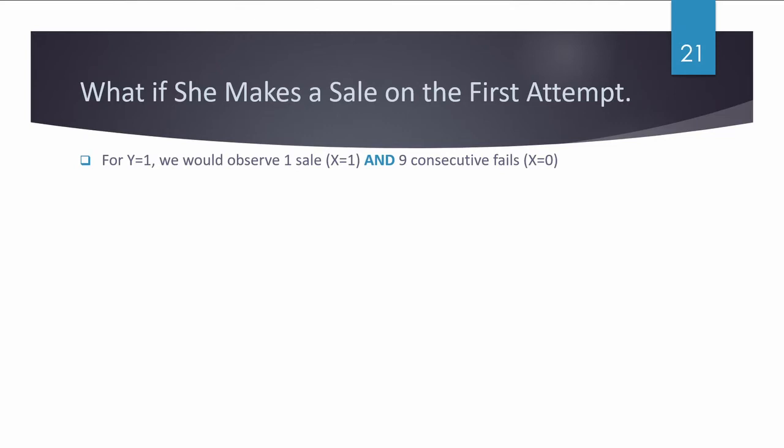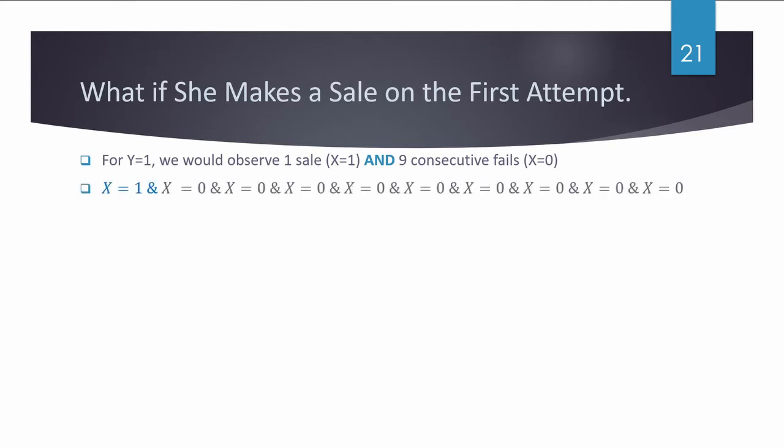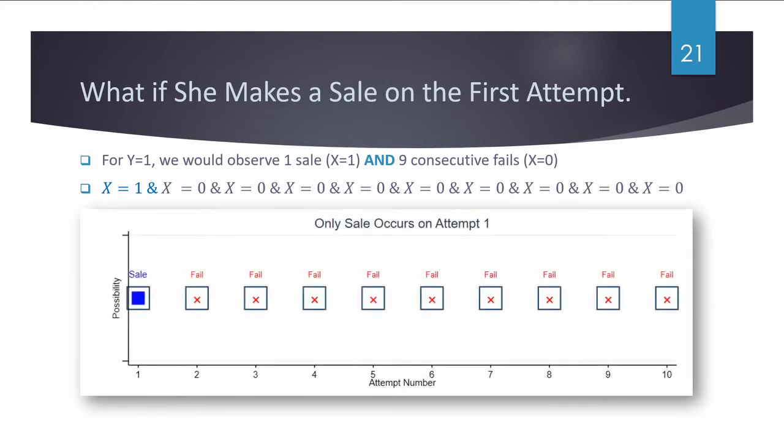Or our Bernoulli random variable would be 0, representing a failure, 9 consecutive times. So I could write this out as x is equal to 1, and then x is equal to 0, and x is equal to 0, and x is equal to 0, 9 times in a row. I'm going to show this graphically to make clear what's happening. In blue, I'm going to mark where I've got a sale, and then I have 9 more fails in a row. Now, how would we calculate the probability of observing this outcome?